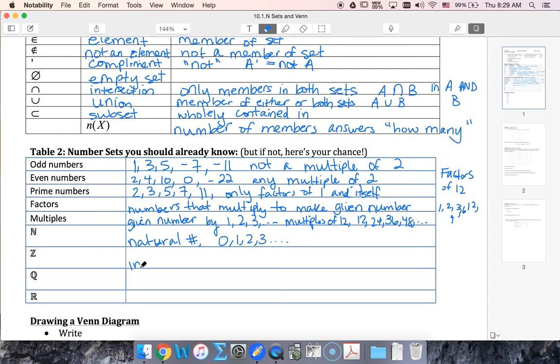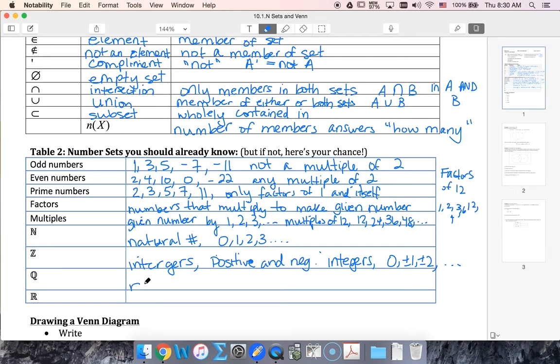Z are integers. These are the positive and negative integers. So 0, plus minus 1, plus minus 2, etc. Notice 0 is neither positive nor negative.